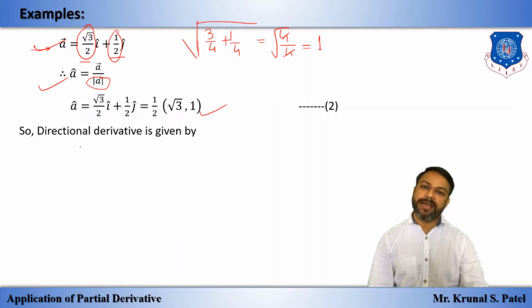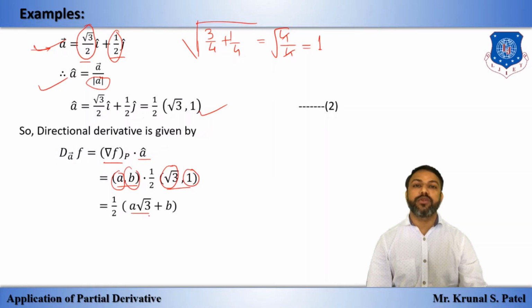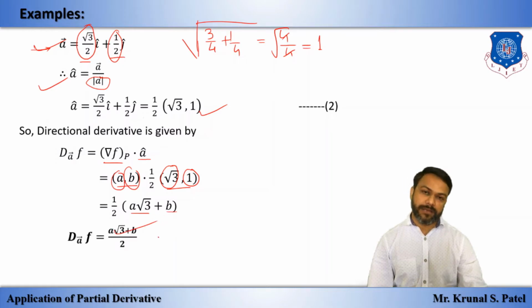So by the formula of directional derivative, we have del f at P dot a cap. This is not a multiplication, this is a dot product. Put the value 1 by 2 as it is, and by this dot product rule, first coordinate with first coordinate plus second coordinate with second coordinate. So we have a root 3 plus b. This is our final answer.